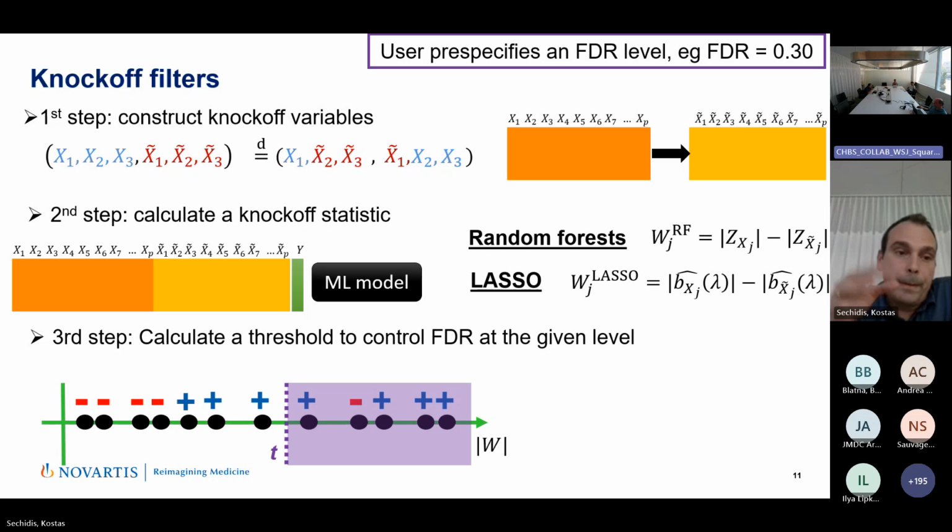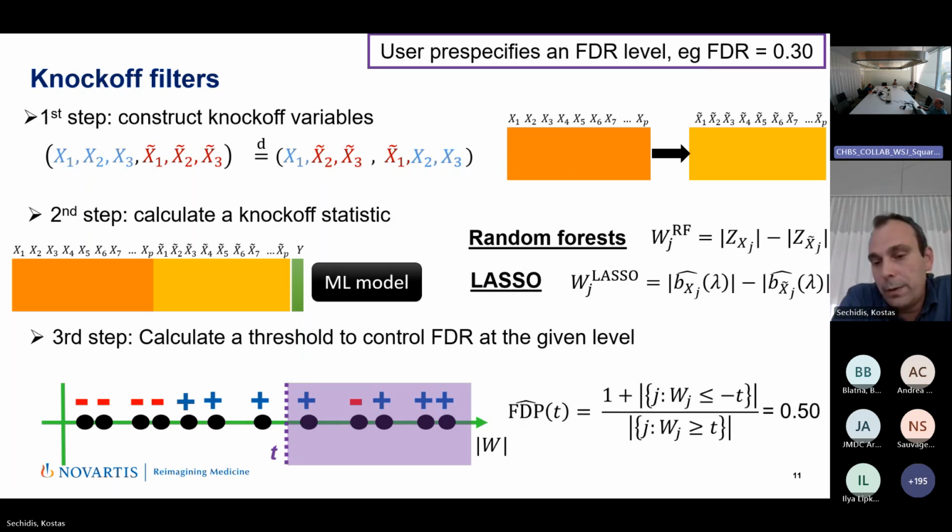Because of the properties of how we generate the knockoffs and how we calculate the knockoff statistic, they prove a very powerful lemma in their papers, showing that we can estimate the false discovery proportion by this expression. And actually, it is 1 plus all of the minuses in this area divided by all of the pluses. So in this case, we have 1 plus 1, 2, divided by 4, 50%.